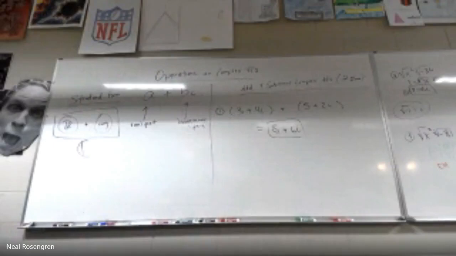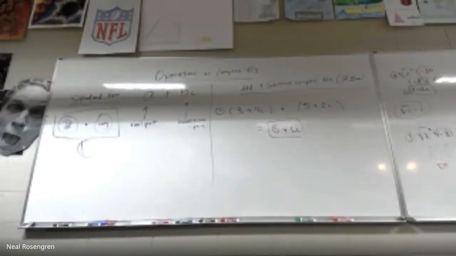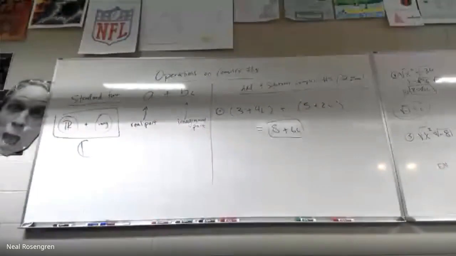Adding, subtracting complex numbers is just like saying 3 plus 4x plus 5 plus 2x. Put the numbers together, put the x's together, and you're done. We're going to put it in this order, right? The real numbers first, and then the imaginary numbers second. And because it's addition and everything's positive, man, that was really easy.